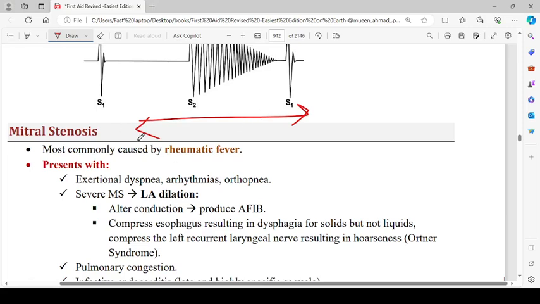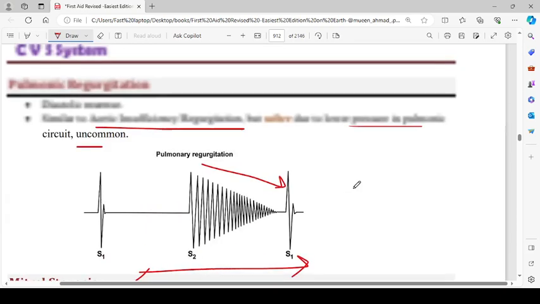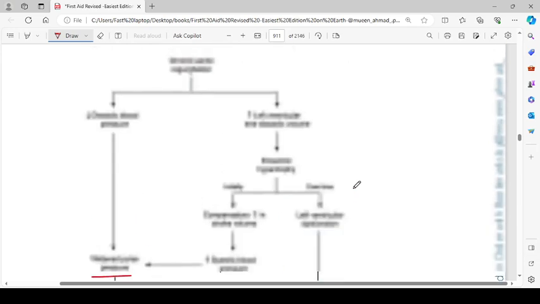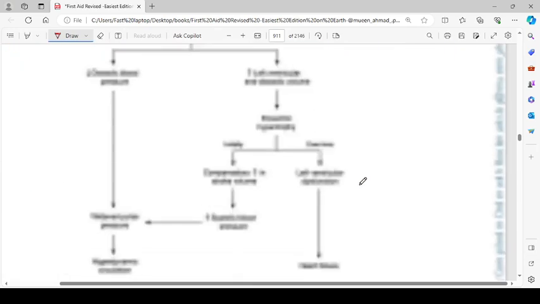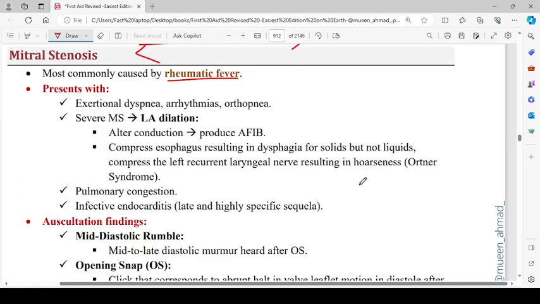We were studying about mitral regurgitation in the last session. Continuing from there, mitral stenosis is caused by rheumatic fever. In most situations under acute settings, rheumatic fever causes mitral regurgitation, the one we talked about previously. Yes, that was aortic regurgitation. In most situations, acute rheumatic fever causes mitral regurgitation or aortic regurgitation, and under chronic situations, rheumatic fever will cause mitral stenosis. Most commonly it presents with exertional dyspnea, arrhythmia, and orthopnea.